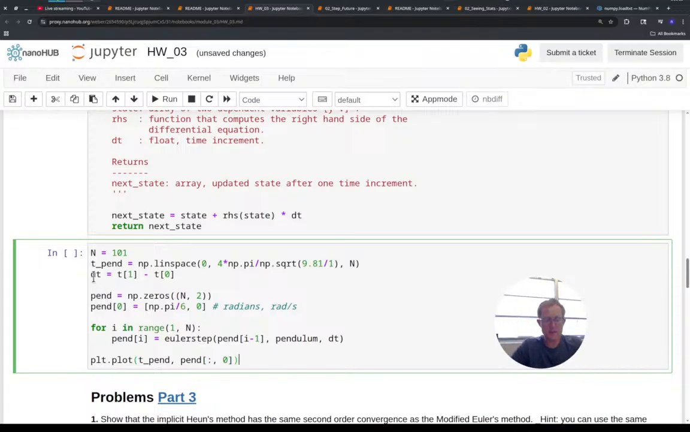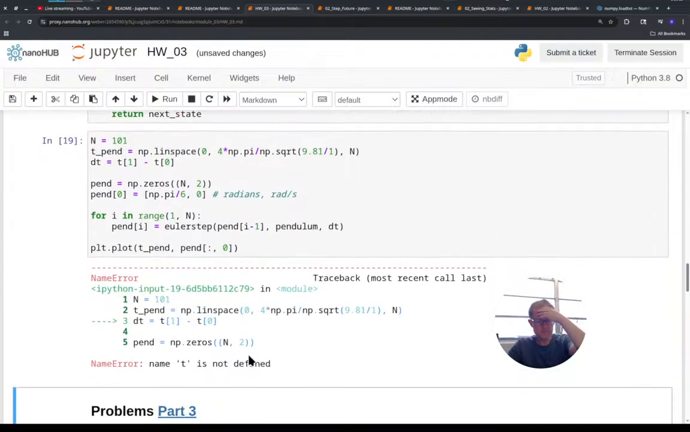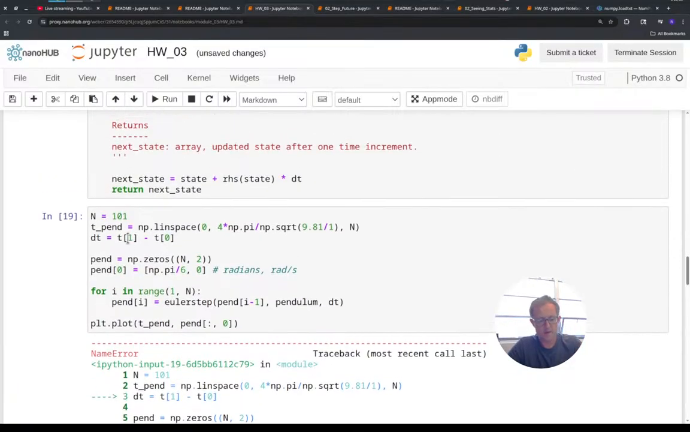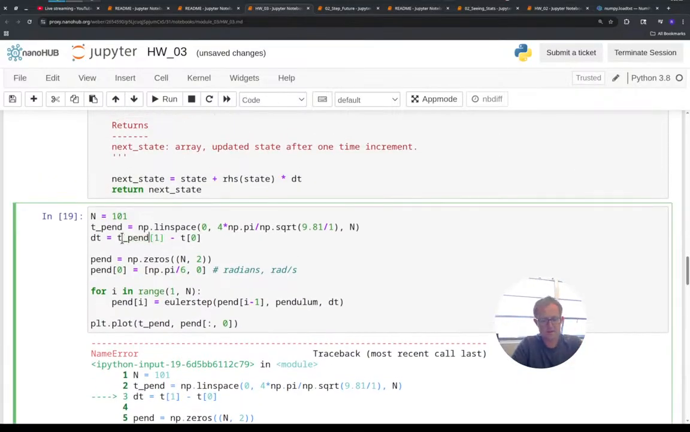And now I'm telling it to take that independent variable time, which I just defined myself, and plot it against the first column of this state variable pend, and that will be all the angles. Oh, it would help if I took my own advice.